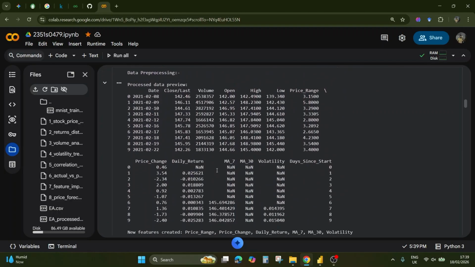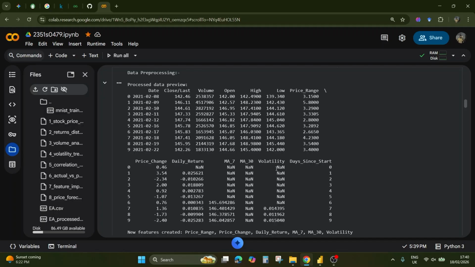Next, I calculate derived features: 7-day and 30-day moving averages to identify price trends, daily volatility to measure price fluctuations, and daily returns to assess price movements. Moving averages smooth out short-term noise to reveal underlying trends. This helps executives distinguish between temporary fluctuations and meaningful market shifts. The code that I have written generates a visualization showing key patterns.